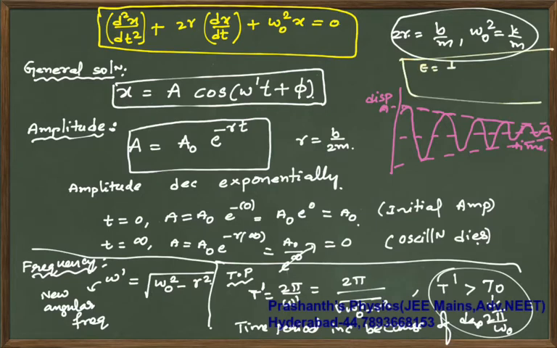Energy in SHM, you will write half k a square. So here it is half into k a naught square e power minus 2 gamma t, something like that. Wait, we will go to the next slide, or else things will become clumsy.